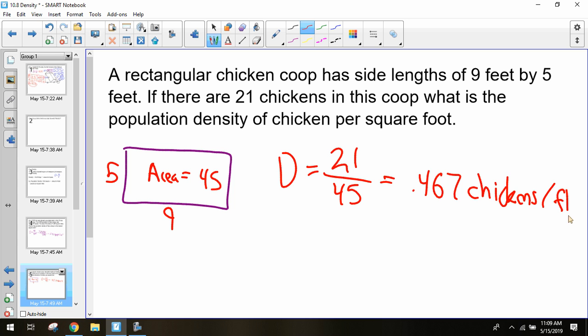roughly 0.467 chickens per square foot. Roughly half a chicken per square foot, so every chicken gets roughly 2 square feet of room. I don't know if that's a lot for a chicken or not, but that's what they have access to. So once again, it's really finding how many of the thing you have, dividing it by that area or volume or whatever you need. Sometimes you might need to calculate it, like you did on this one. Other than that, that's okay. And then our units are chickens per square foot. Easy enough, simple enough.